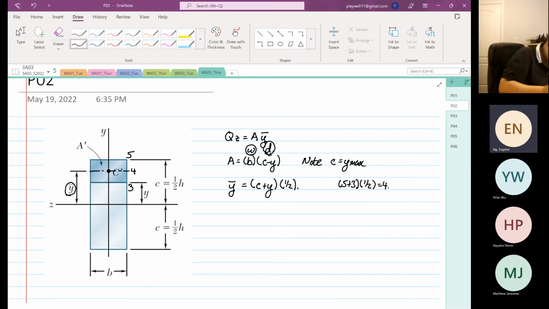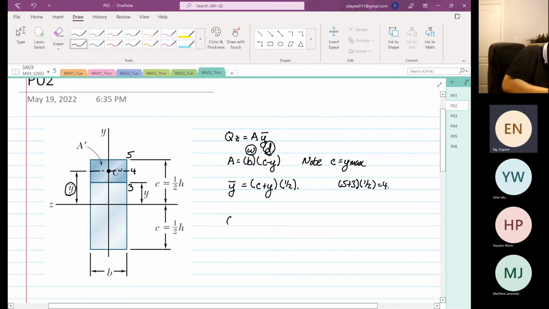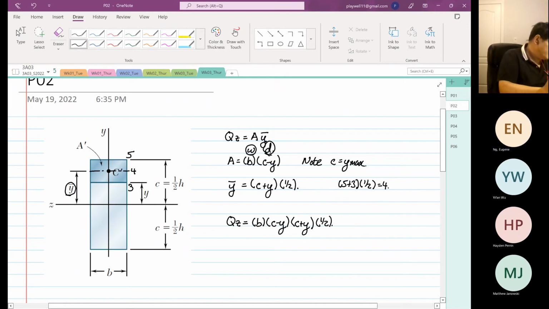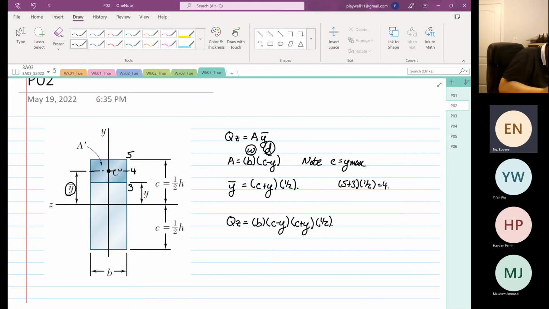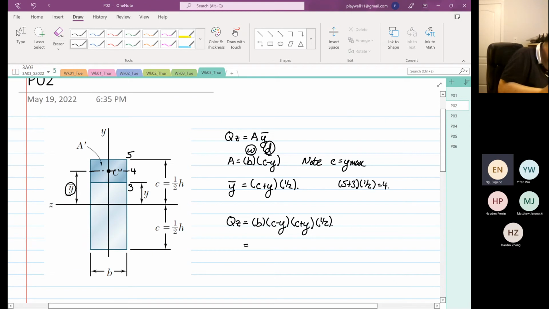Okay, so now we can form the equation of QZ is equal to B(C minus Y)(C plus Y) multiplied by half. When we factor or simplify this equation, whatever you want to call it, you know that this is 0.5B(C squared minus Y squared). Then from here we are going to set rule number 4.